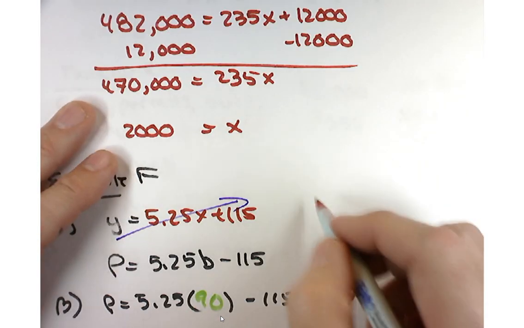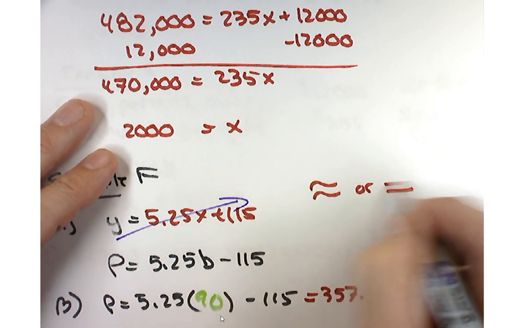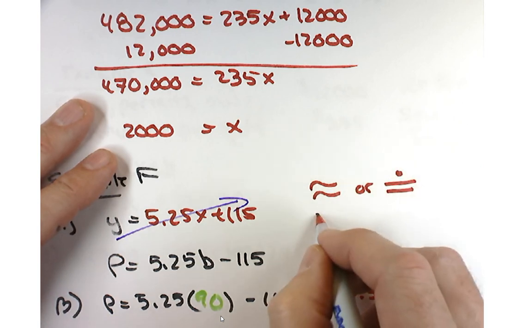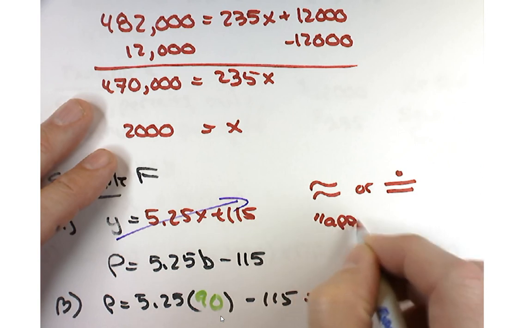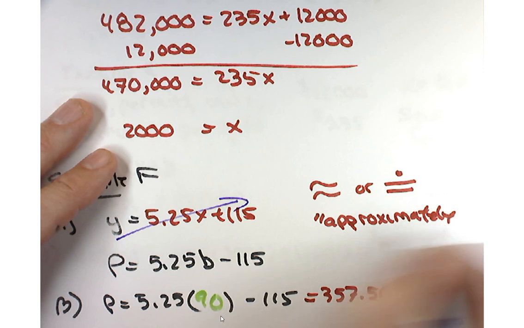There's a couple ways you can write approximately equals. You can write it with squiggly lines, or you can do equals with a dot above it. Either way means approximately equal.